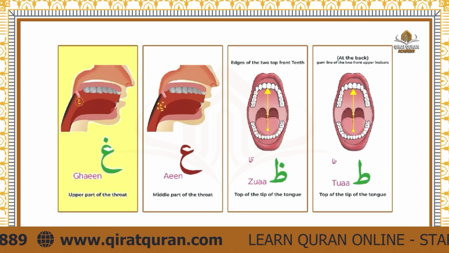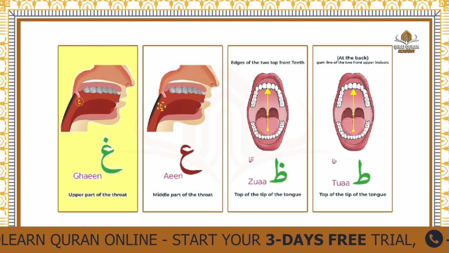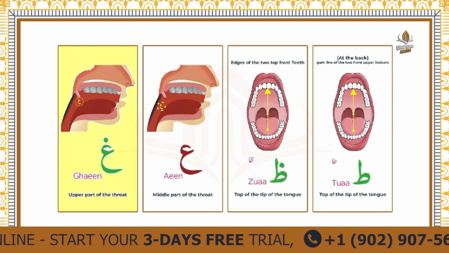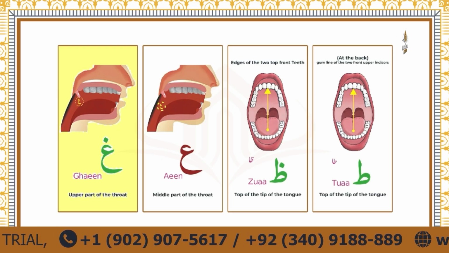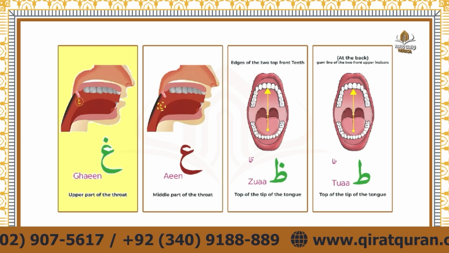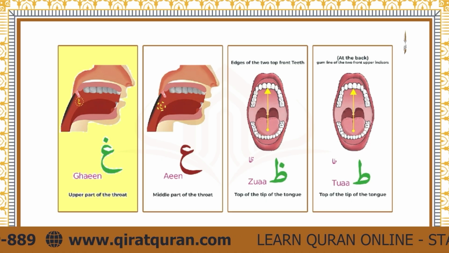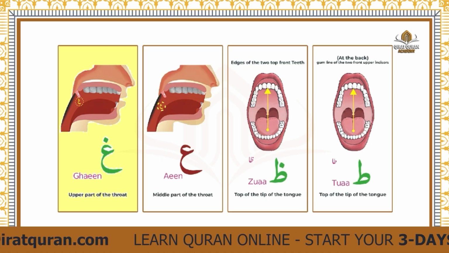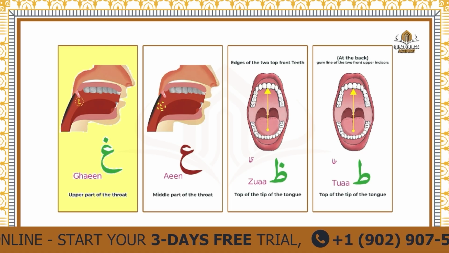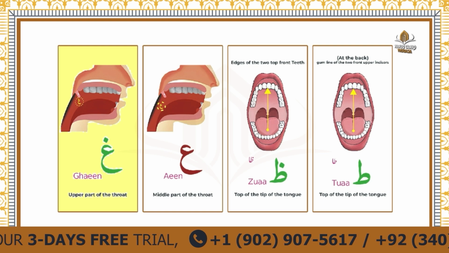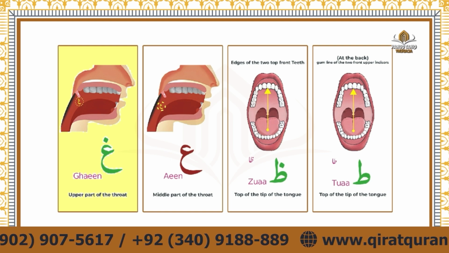Now the origin of this letter, how you have to pronounce it. For pronouncing this letter, you have to use the upper part of the throat. Here, you can see, this is the upper part of the throat, which is on your mouth side. So for pronouncing Ghain, you have to use this part. Ghain. So this is the upper part of the throat. So for pronouncing Ghain, you have to use this part of your throat.